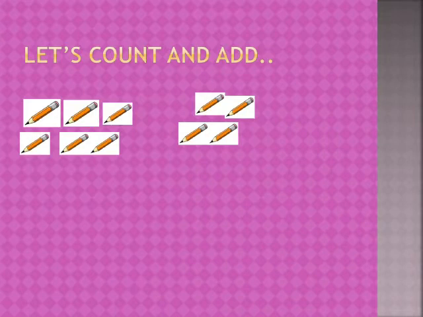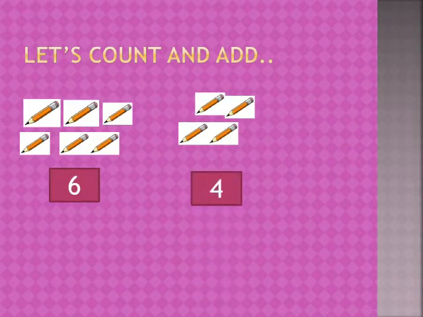So children, there are certain number of pencils given on the left side and some are on the right side. So we will count them. So the first set of pencils are 6 in number. Now let's see the second set of pencils. There are 4 in numbers. Now if we put them together or if we add, what will we get?